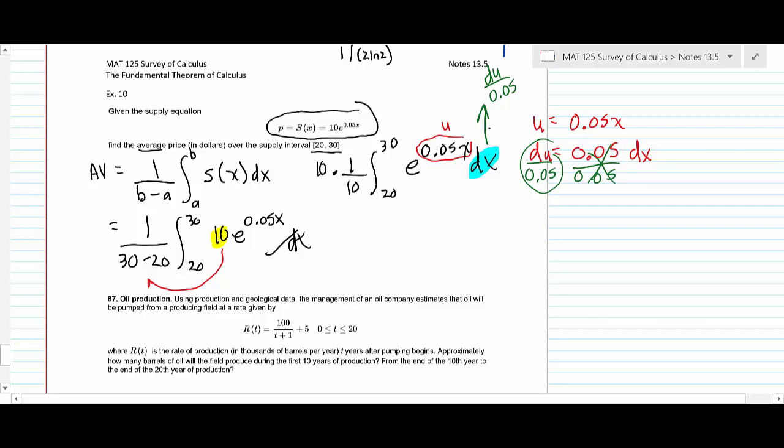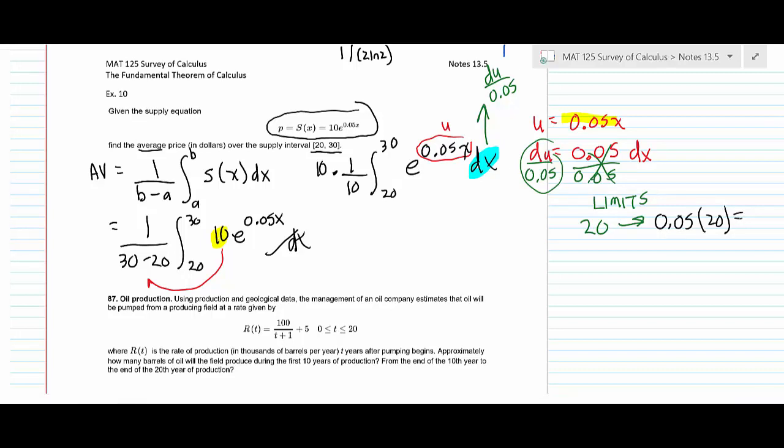Okay? Now you got to change the limits. That's the other thing you have to pay attention to. The first limit's 20. Where do you plug it in? You plug it into your U substitution. So to change that limit you're going to do 0.05 times 20. You can do that on a calculator if you want to. What is that? 0.05 times 20? Yeah, that's 1. That's what I thought. So the limit is now 1.